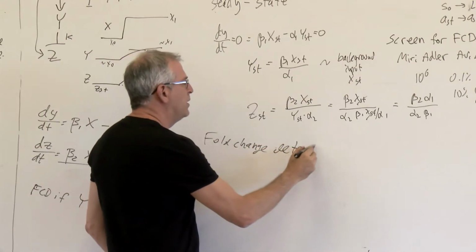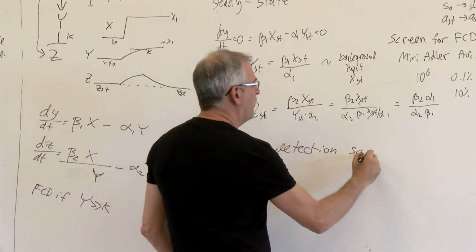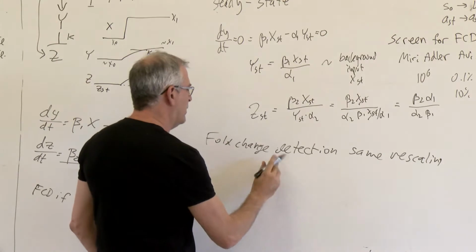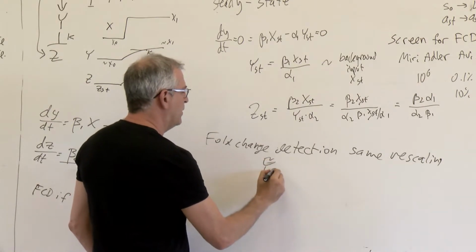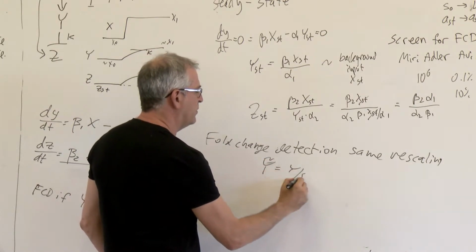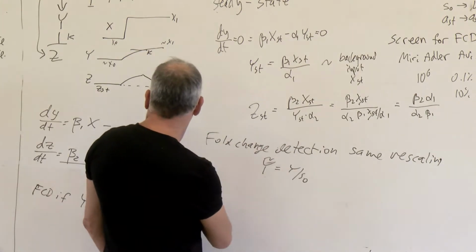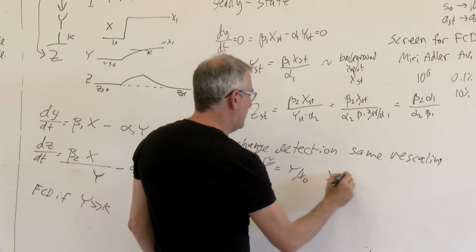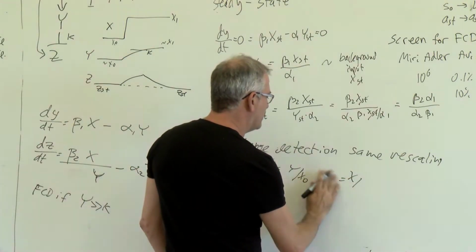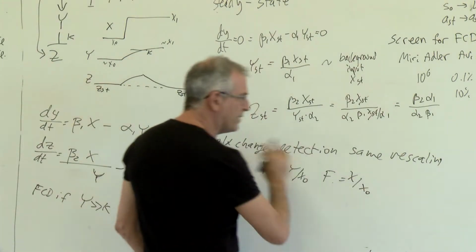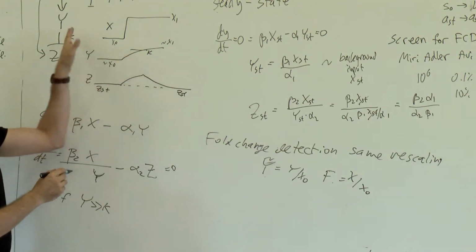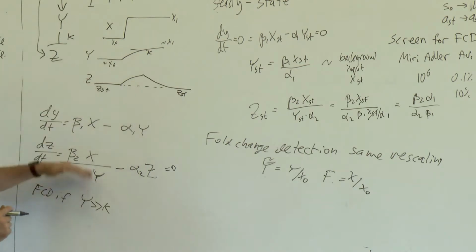And then we also have fold change detection because, you can show by the same rescaling, y is y over S0 and x is x over x0, or fold change. And you do exactly the same rescaling and you come to the conclusion that this circuit also has fold change detection because of the structure of the equations.